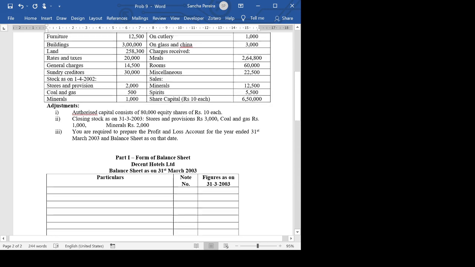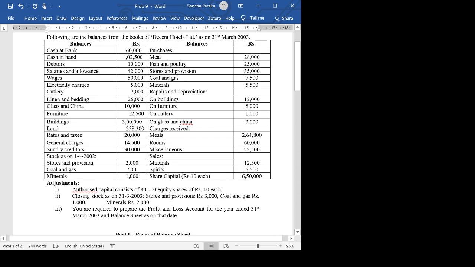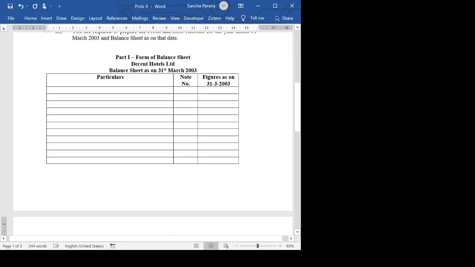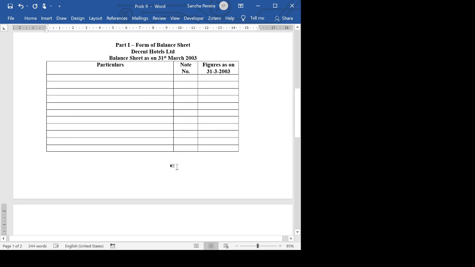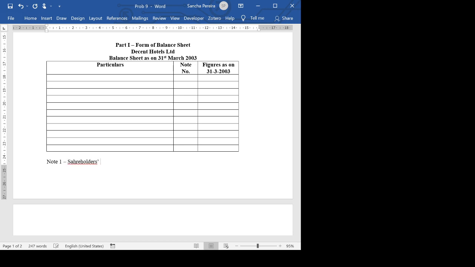Okay. So now we'll have to start doing the notes. So we'll have to start in the order. So you have to know your format for this. Okay. So note 1, we are going to start with the balance sheet note since we have the balance sheet first. So note 1 will be shareholders funds.